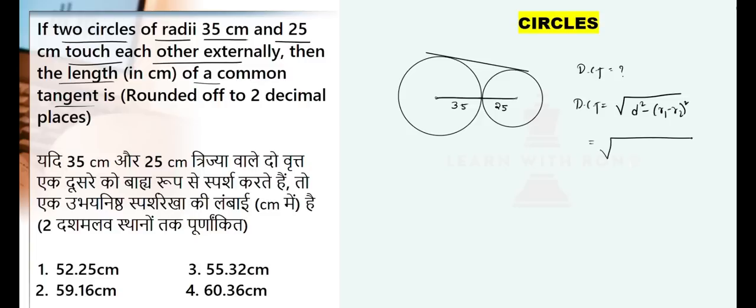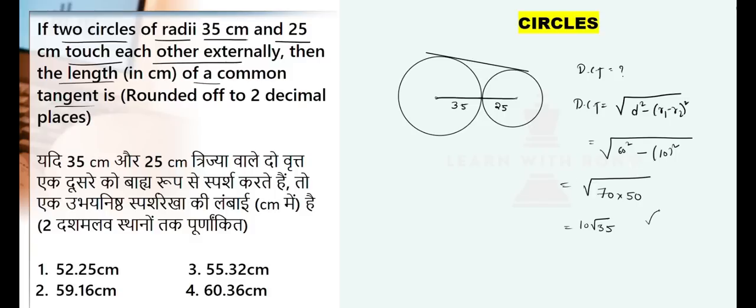So here square root of d is nothing but the sum of the radii, 35 plus 25, 60, whole square, minus r1 minus r2, 35 minus 25, 10. So 10 square. A square minus b square, a plus b 70, a minus b 50. So from this we will get 10 outside, square root of 7 5 35.